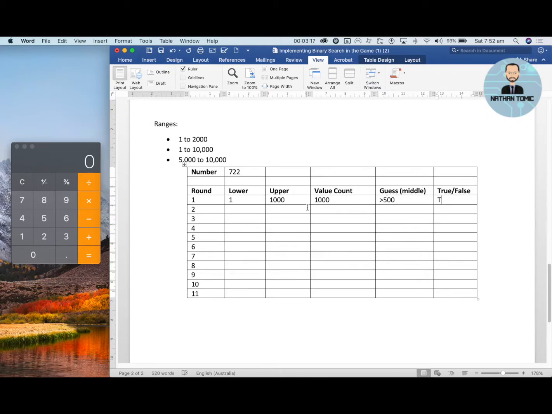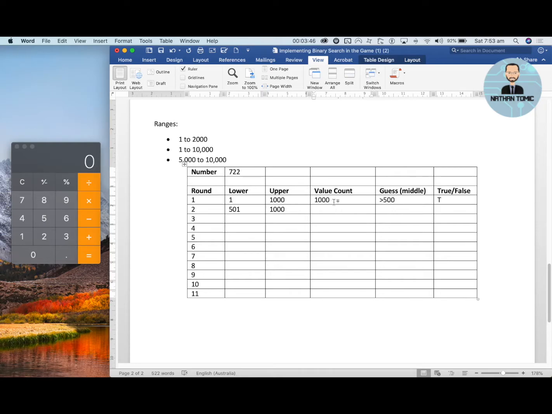Okay, so now I go to round 2. My number has to be greater than 500 because I said it was true. That means the lowest number it could be would be 501, because it has to be greater than 500, not 500. My upper is still 1000. That hasn't changed. So how many values do I have here? This one you could probably just quickly work out in your head, but this is where our calculator starts to come in handy.